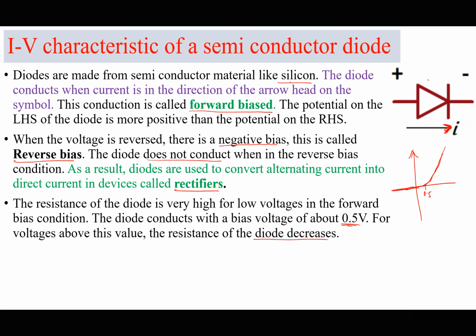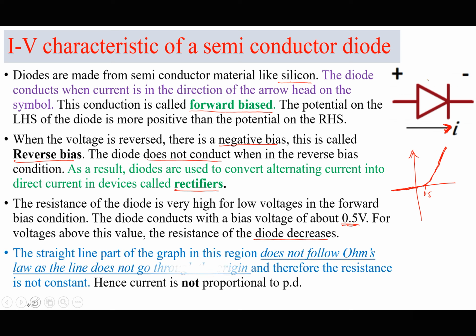So the diode conducts with a bias voltage of about 0.5 volts. For voltages above this value, the resistance decreases. So then we have a straight line after this point. But does that mean Ohm's law is obeyed? Not at all. The straight line part of the graph in this region does not follow Ohm's law because it doesn't go through the origin, and therefore the resistance is not constant. Hence, we can't say that for a diode, current is directly proportional to the PD.